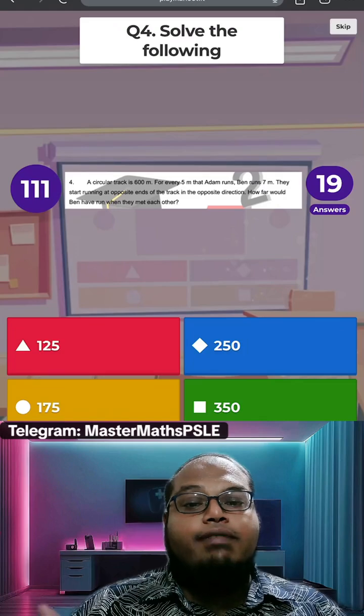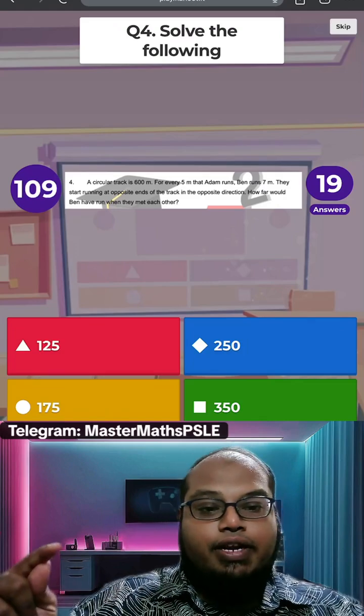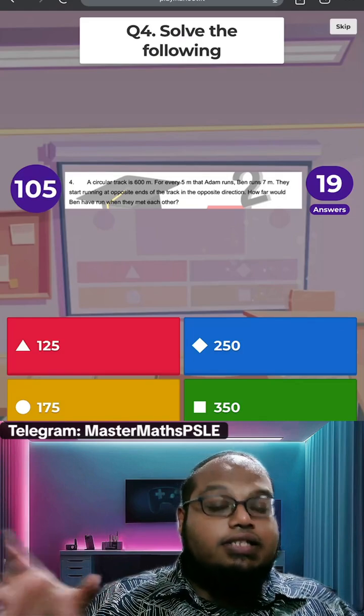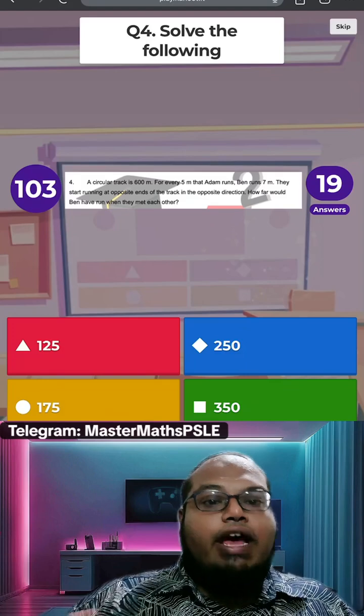Alright, so remember, every time he cover 5, he cover 7. Cover 5 and then cover number 7. So it's like always, the distance that they cover is 5 and 7.